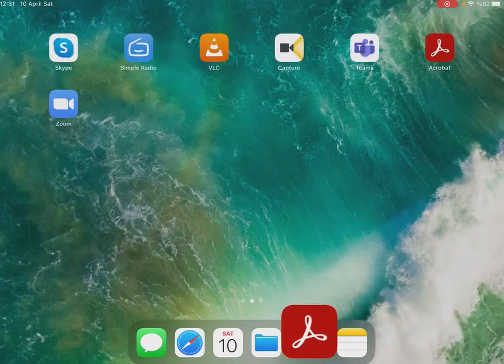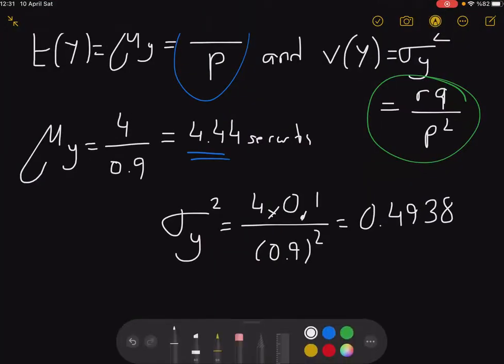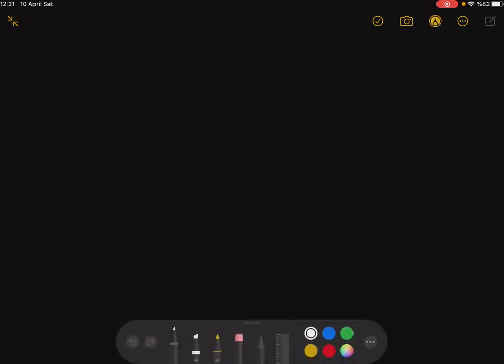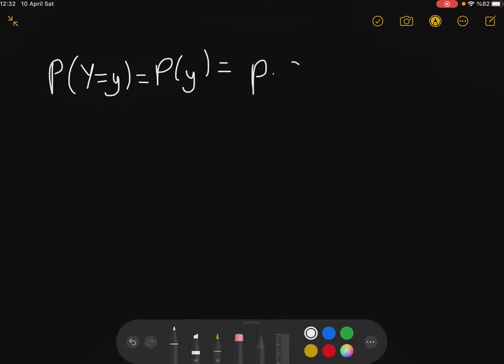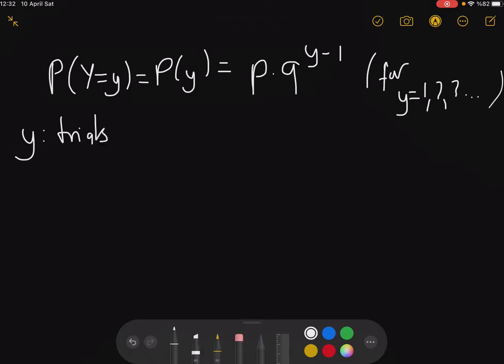That's the idea. When we take a look at this with, let's say, a fresh board, the probability of Y equals y is p q^(y-1), for y equals 1, 2, 3, and so on. These are the number of your trials, the required trials until the desired event occurs.